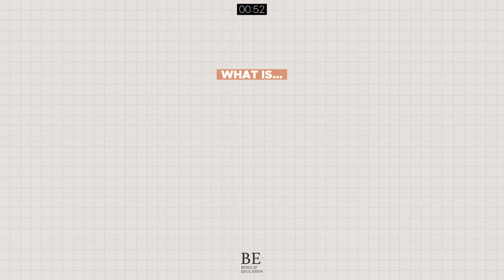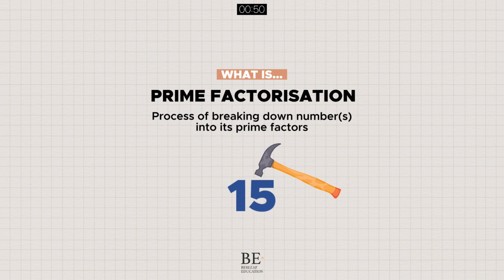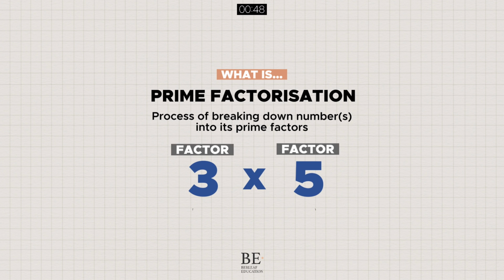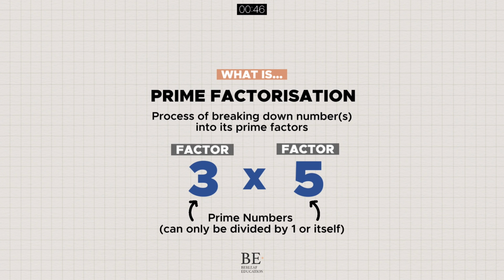Prime factorization is the process of breaking down numbers into their prime factors, which are prime numbers that can only be divided by 1 or itself.